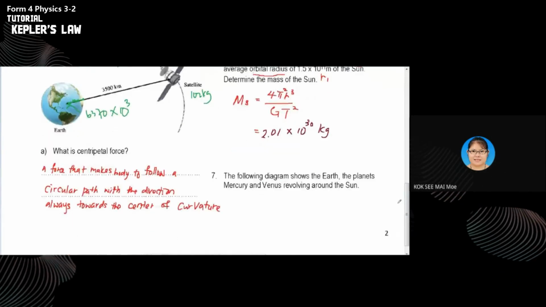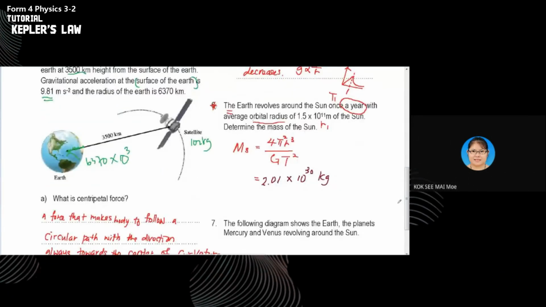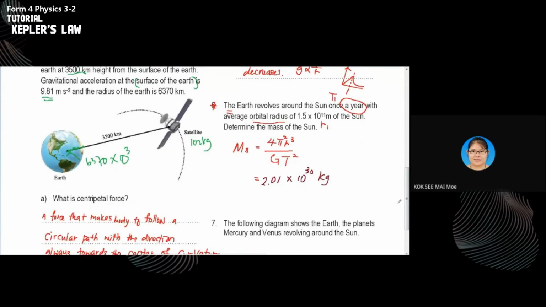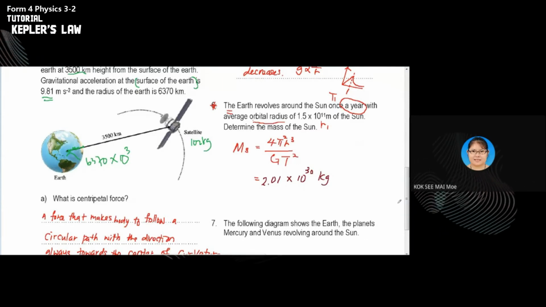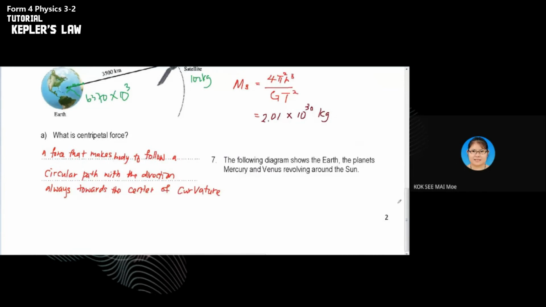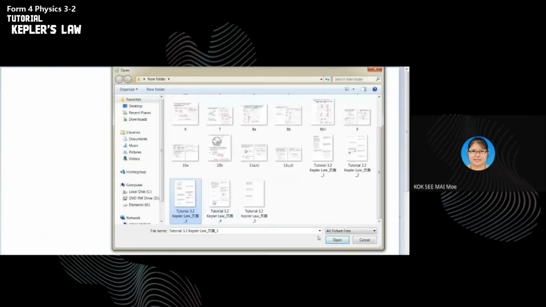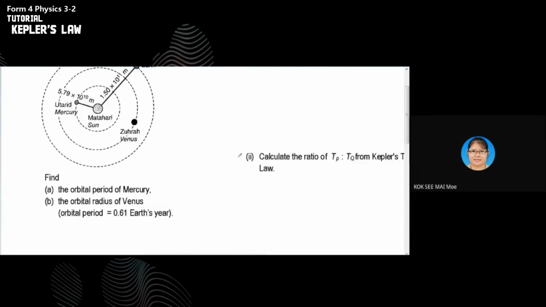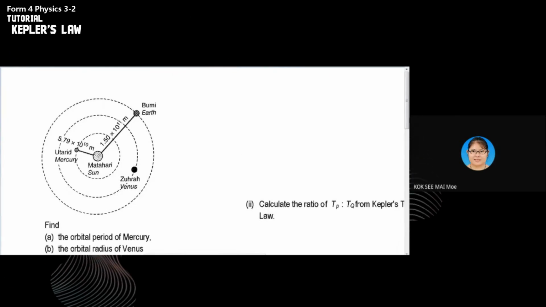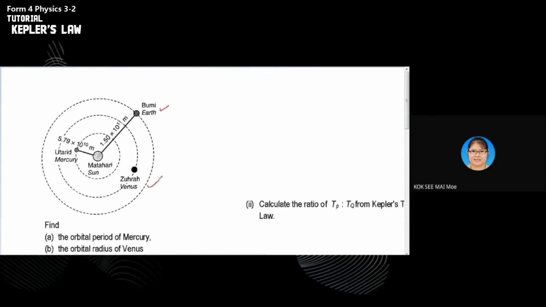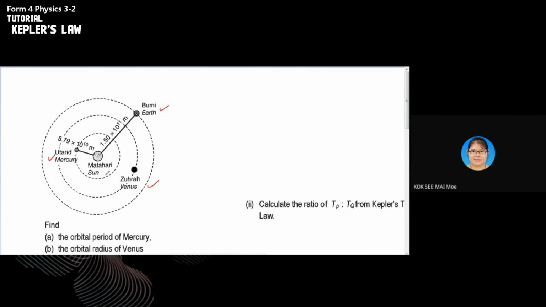Okay, this one is number 6. Then we go to 7. The following diagram shows the planets Earth, Mercury and Venus revolving around the sun. Okay, now we're going to see what they want. I go to page number 3. Let's see the diagram. They got Earth, after that they got Venus, then we got Mercury, then we got the Sun.